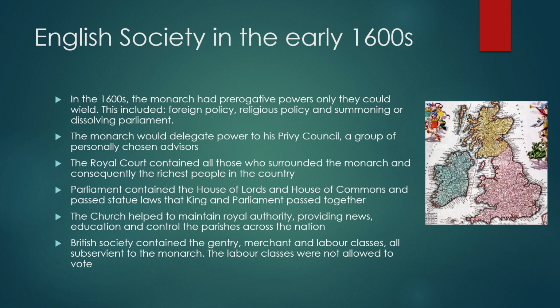It's clear the monarchy has a lot of power, religion shares a lot of that power, and the people are then subservient to that power as well. They follow what's being said to them and follow what's being shared. The labour classes were not allowed to vote.